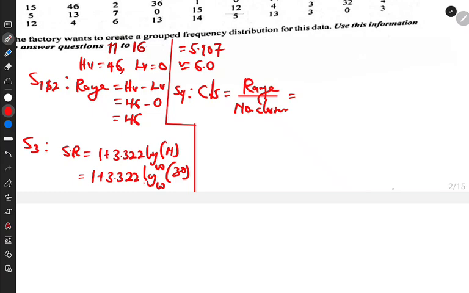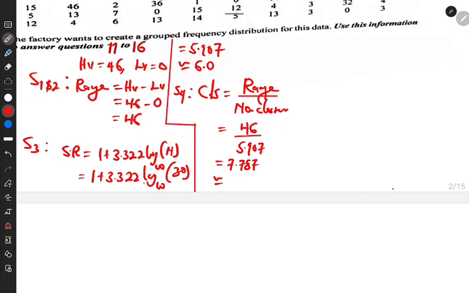And the range was given as what? We had our range to be 46. And then we had the number of classes ideally supposed to be 6. So what do we get? Let's use the decimal part, which was 5.907. And you're supposed to get 7.787 in 3 decimal places.